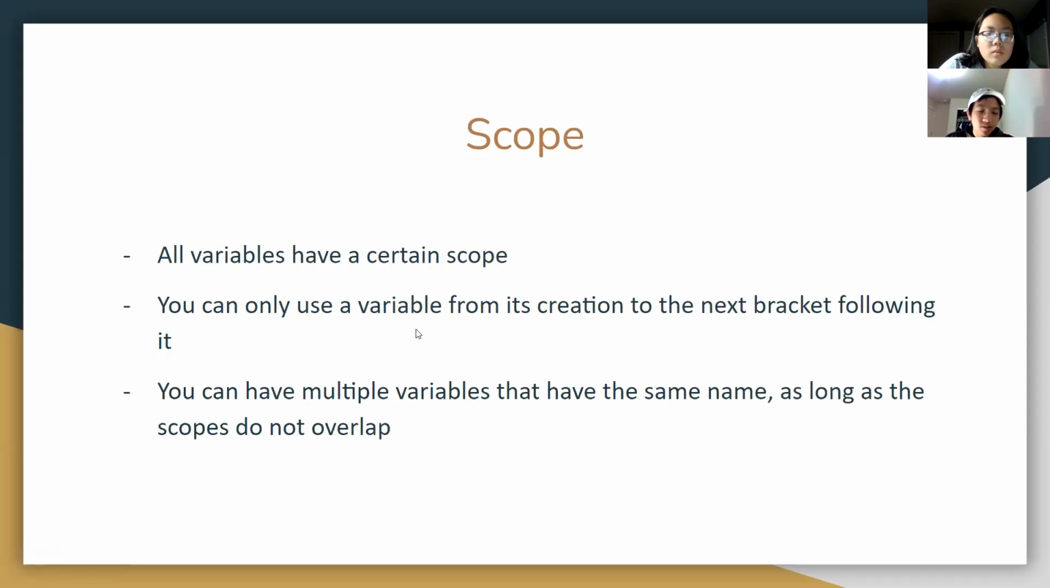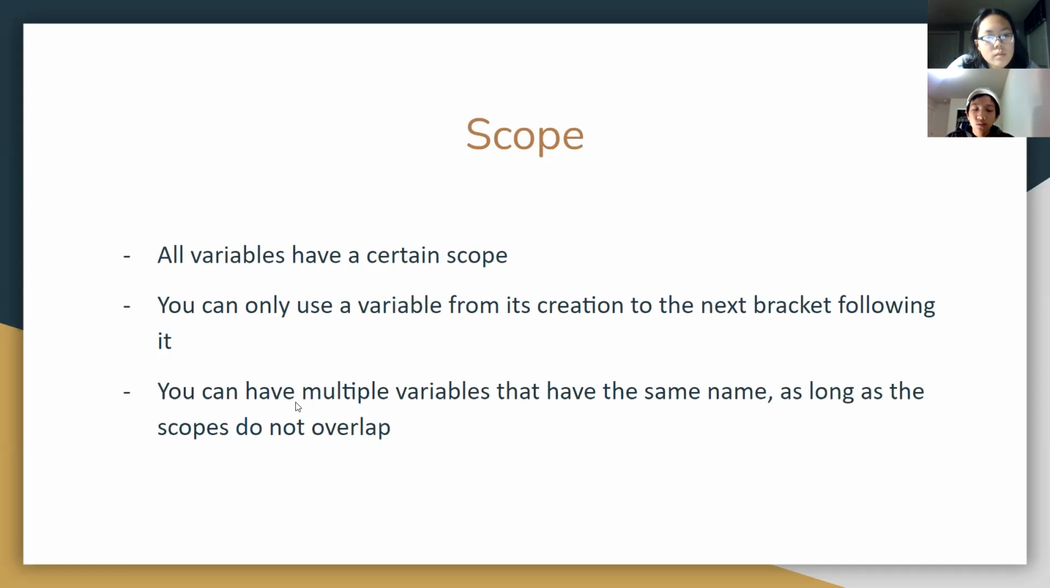But when you say int i equals 0, that is a variable, and its scope, since it was created inside of the for loop, its scope is also inside of the for loop. So anything inside of the for loop can access int i, but anything outside of the for loop cannot access int i.